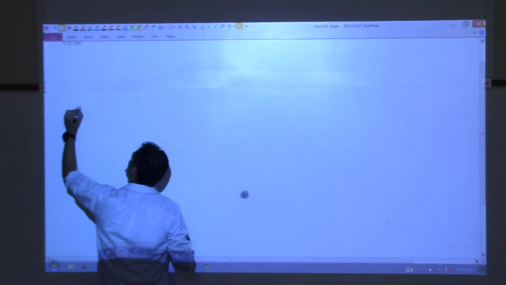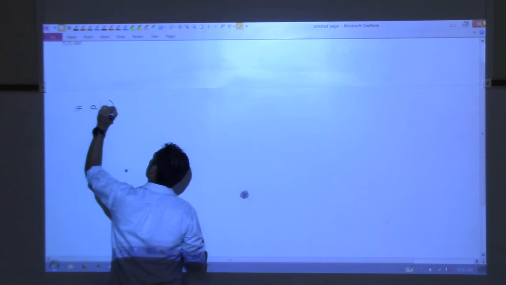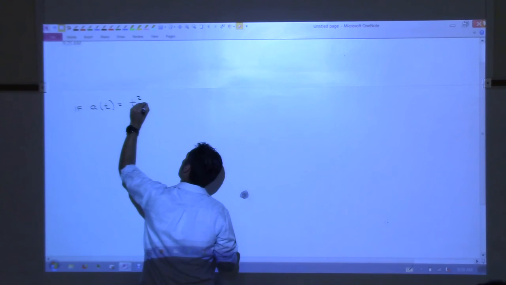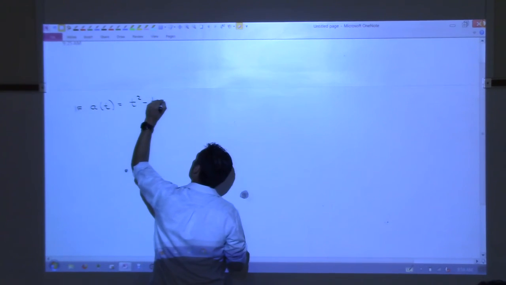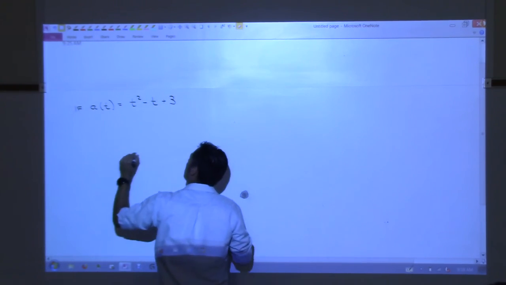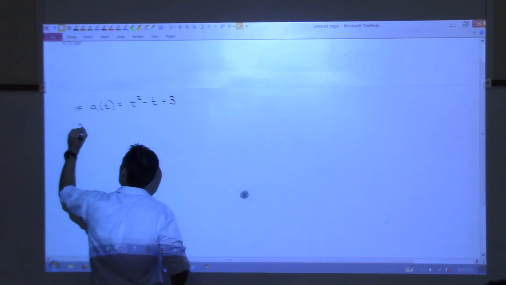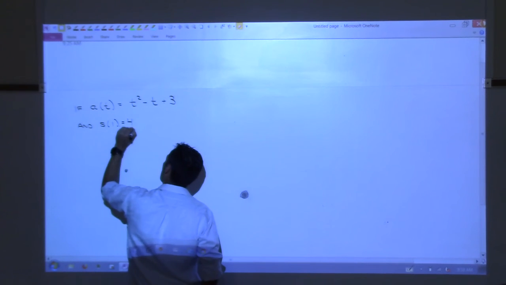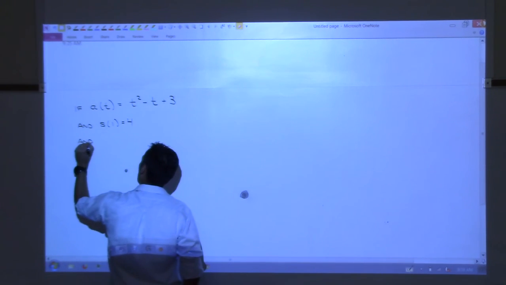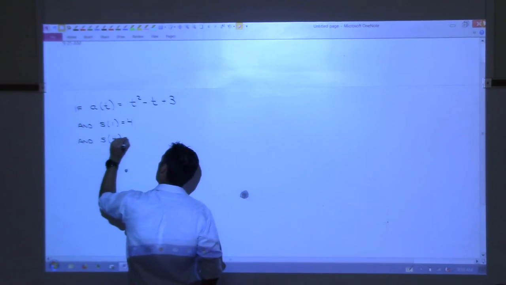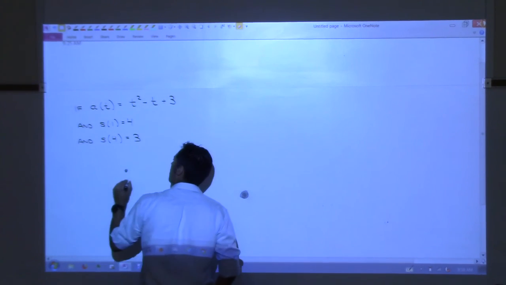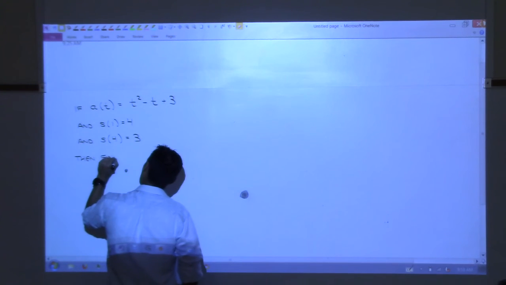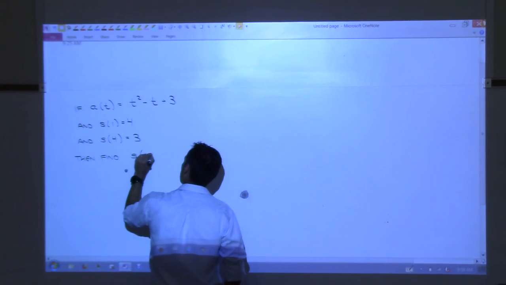Okay, if a of t equals t squared minus t plus 3, and s of 1 is 4, and s of 4 is 3, and find s of 10.